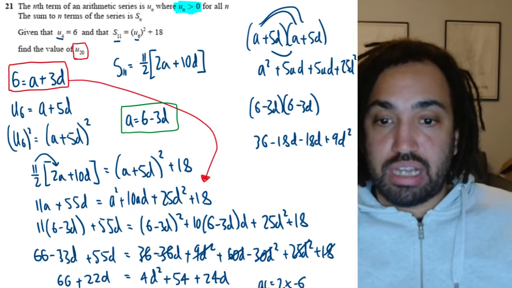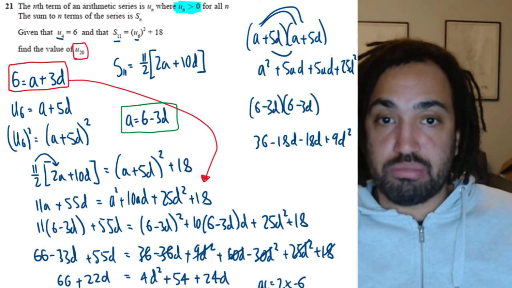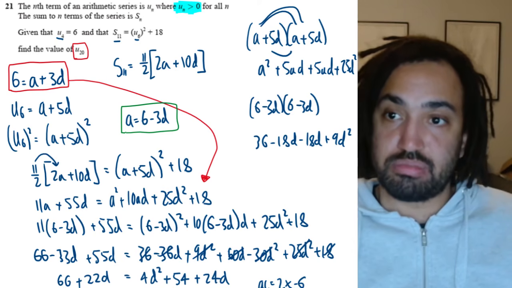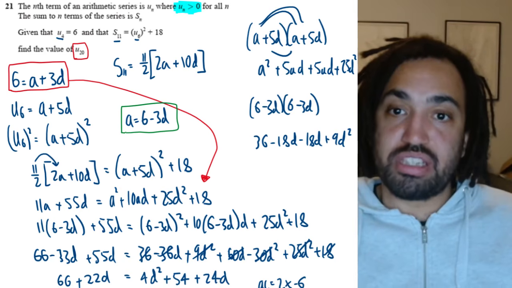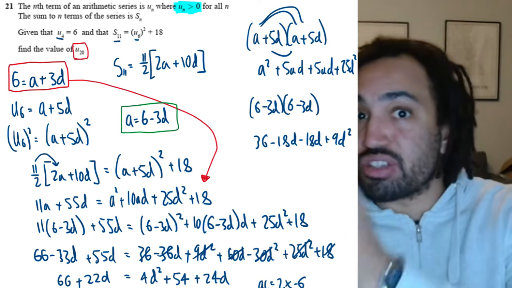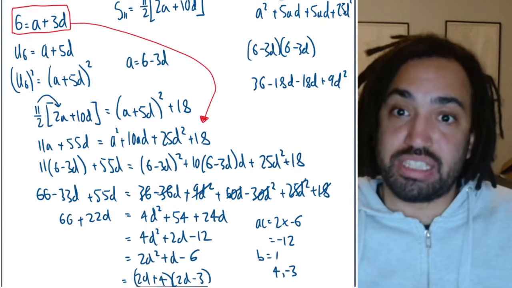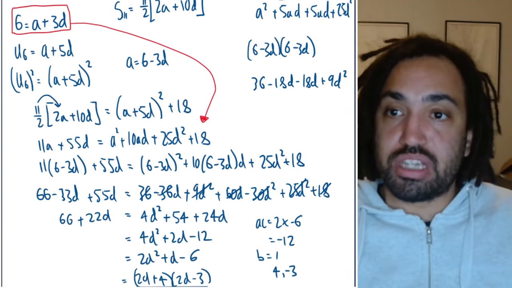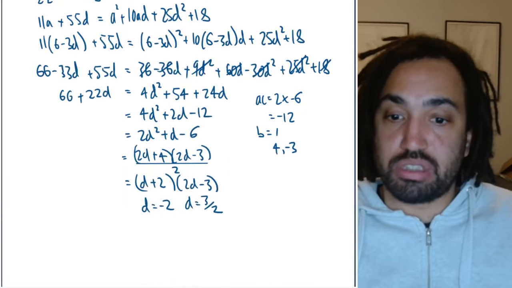Let's have a look at the question. It says that the terms are always positive. Okay, they're always positive. So that means the difference can't be negative, because if it's negative, then eventually it's going to go down and become negative at some point. So that means I can rule out d as equal to the negative 2.